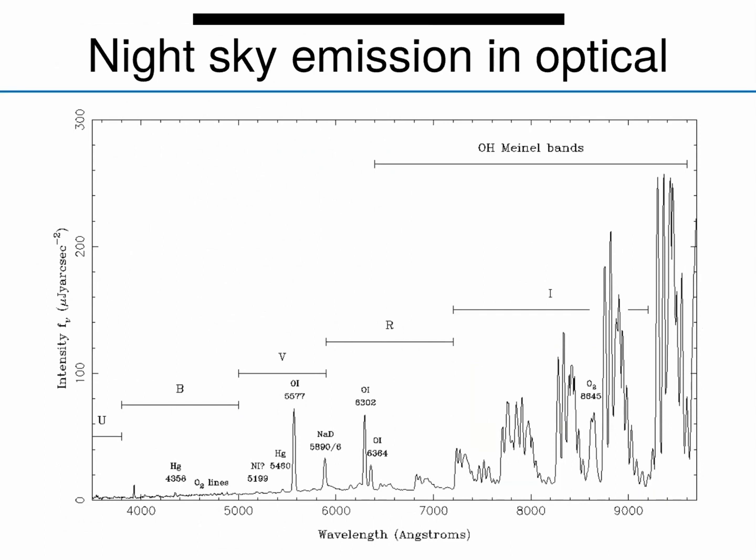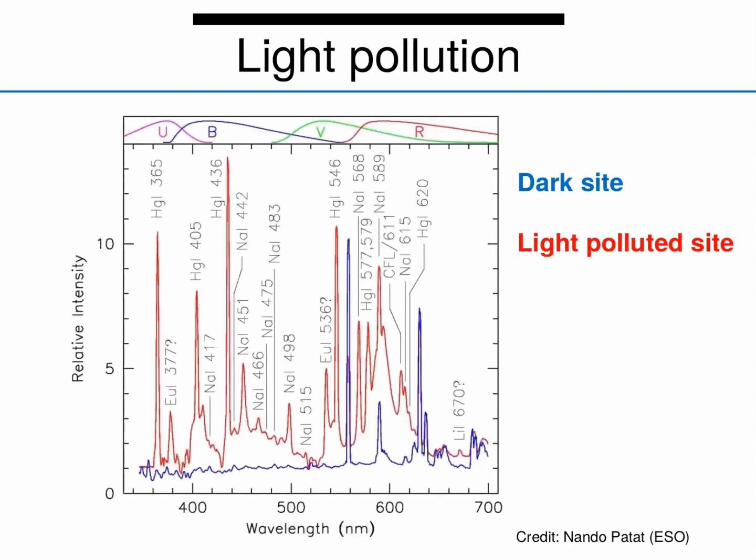There is also night sky emission, which is much more complicated. Sunlight especially excites OH and makes it glow in the night sky. So there are lots of lines, and these are especially a problem when you are doing lower resolution work, but you see some of these lines also in the high resolution spectra. And there's also light pollution, so it depends on how good your site is.